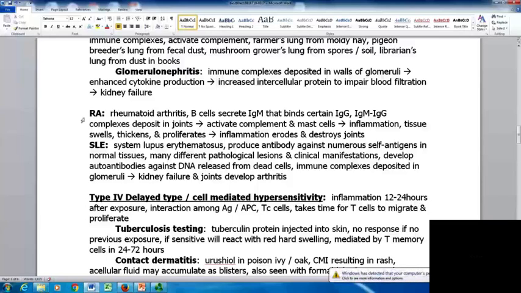SLE or systemic lupus erythematosus, here the body produces antibody against numerous self-antigens in the normal tissues. There are many different pathological lesions and clinical manifestations of this. Here the person can develop autoantibodies against DNA that's released from the dead cells. Your immune complexes are deposited in the glomeruli, which leads to kidney failure, and it can also deposit in the joints, leading to arthritis.